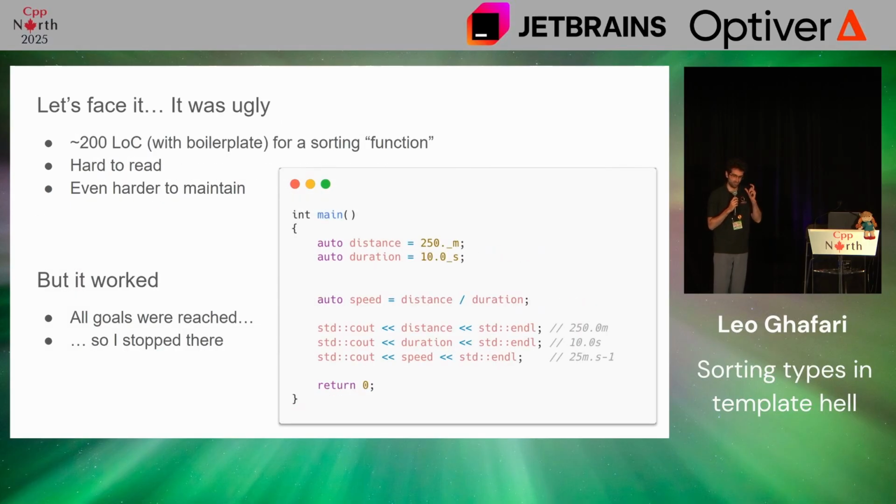Very ugly. A simple sorting function took me 200 lines of code with boilerplate. It's not that much, right? 200 lines. I'm sure many of you have billion-line projects, but just for a sorting function, it's a bit much. It's hard to read and it's harder to maintain. But it worked. All my goals were reached. I could have my nice operations and my nice display. I was happy, so I stopped there. It was done.